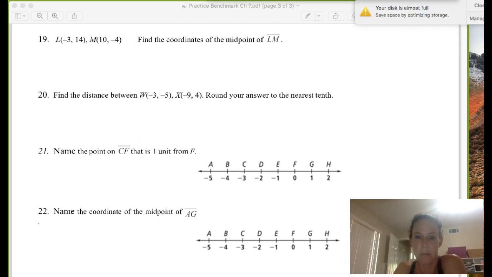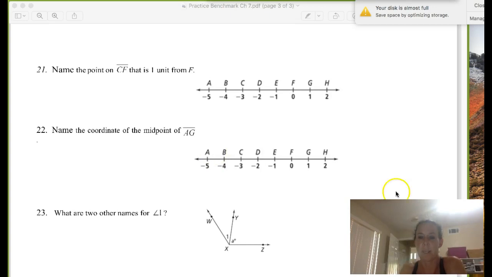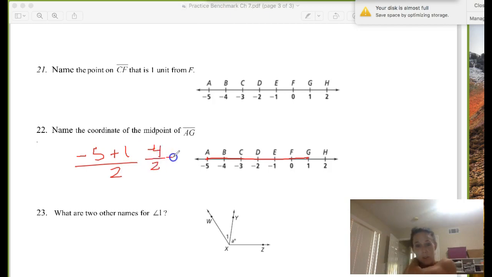Name the coordinate of the midpoint of AG, the segment AG, okay? Because it is a segment, here is A, here is G, this is the segment AG. If I want the midpoint of the segment, I want the middle of the segment, okay? So I can find the average by going -5, this endpoint, plus 1, this endpoint, and divide it by 2. Well, -5 plus 1 would be -4. -4 divided by 2 is going to be -2. So -2 should be my midpoint, or D. D, which equals -2, okay? D should be my midpoint.